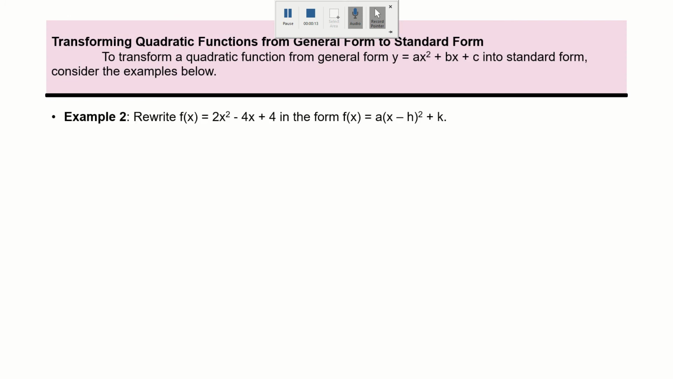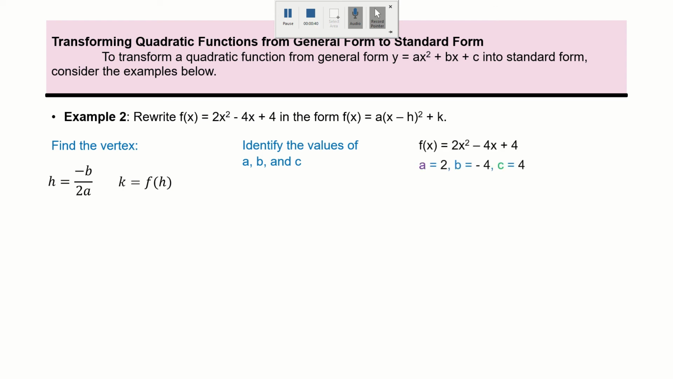Using the same example, number 2, we're going to transform this in the form f of x equal to a times x minus h squared plus k using the formula of the vertex. So to find the vertex, we use this formula. For h, we have negative b all over 2a, and for k, that is equal to f of h. First, we're going to identify the values of a, b, and c. So from our quadratic function, a is equal to 2, b is equal to negative 4, and c is equal to positive 4.